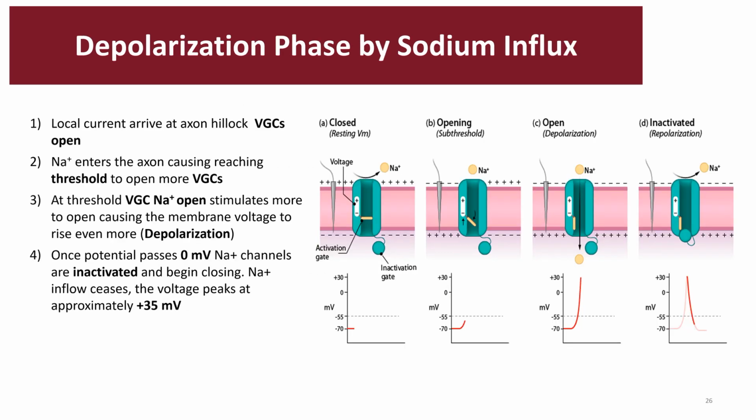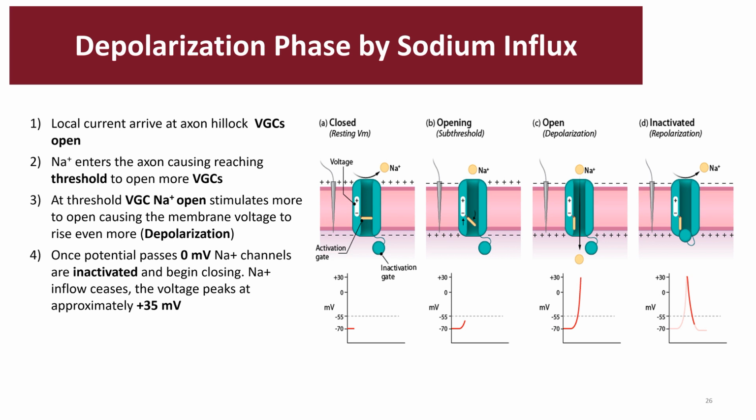So here are the steps of the action potential. Number 1, a local current arrives at the axon hillock, which triggers voltage-gated channels to begin to open up. As sodium enters into the axon, causing it to reach the threshold, more numerous voltage-gated channels begin to open. Over here on the right-hand side, you can see that at the resting membrane potential, the channel is closed. The moment that you get close to the threshold, or when you are subthreshold, the door begins to open up and sodium ions are now able to enter in as it depolarizes.